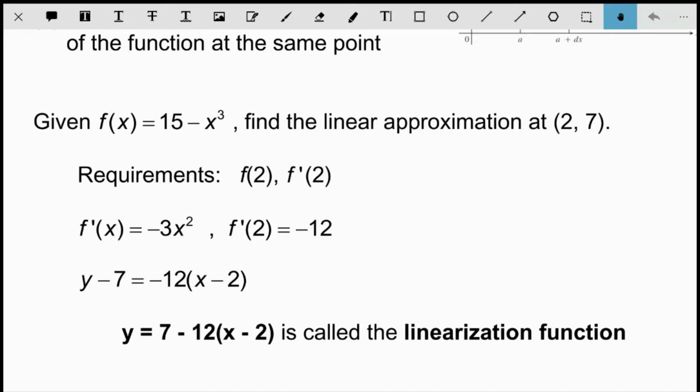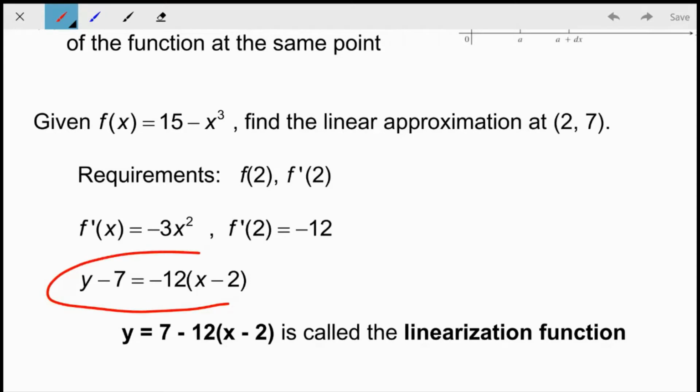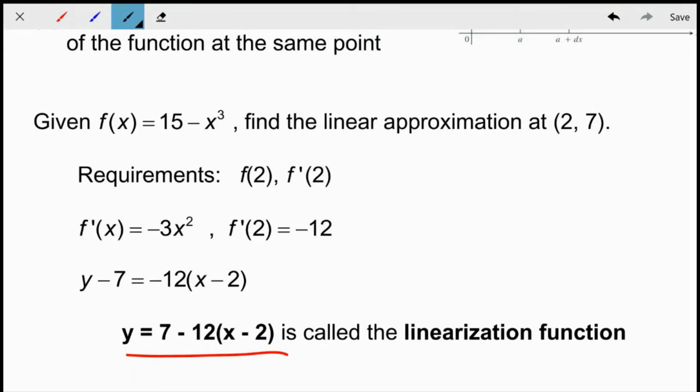I found the derivative here to be negative 3x squared, and my derivative value to be negative 12. In the end, this is my tangent line: y minus 7 is equal to negative 12 times x minus 2. For our linear approximation, or our linearization function, all we're going to do is solve for y, and this is our linearization function. When we have this function, it's going to allow us to approximate the function value close to where x is 2.